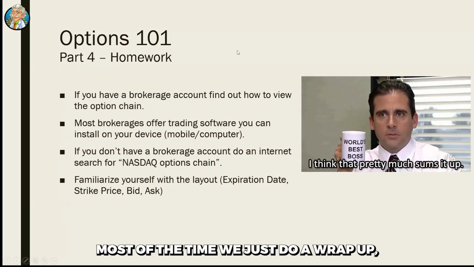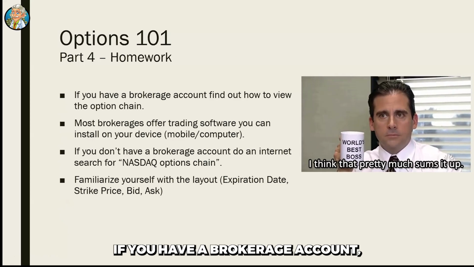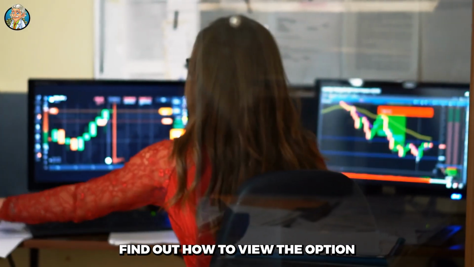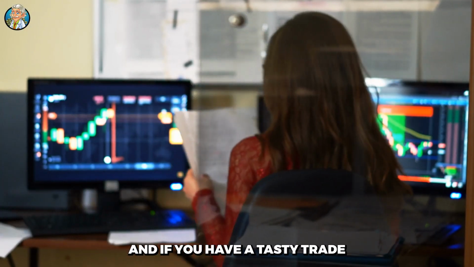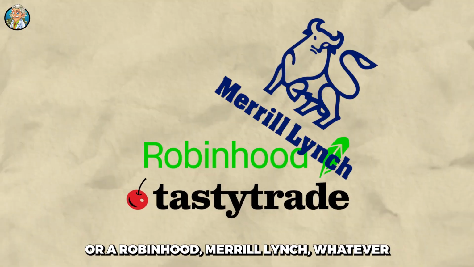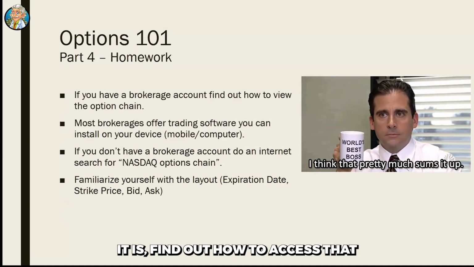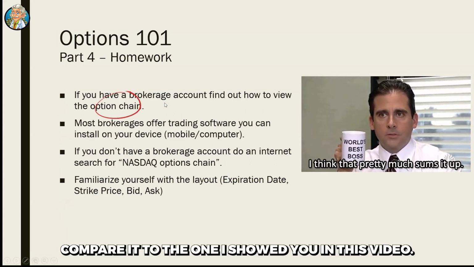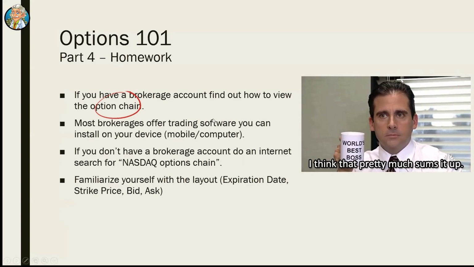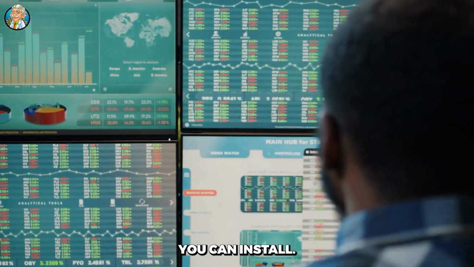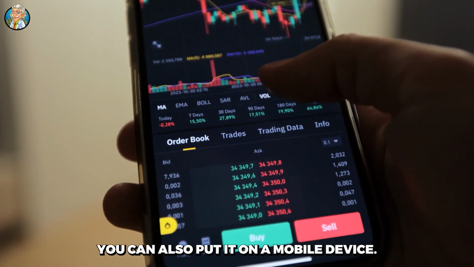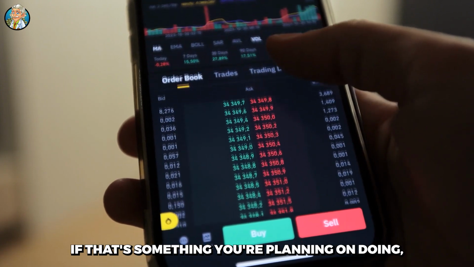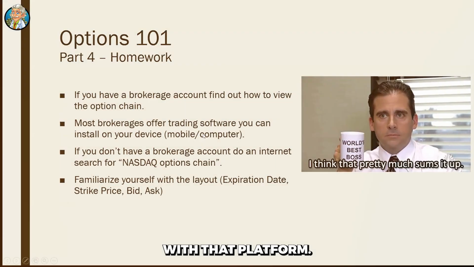So homework, right? Most of the time we just do a wrap up, but let's do some homework. If you have a brokerage account, find out how to view the option chain in your brokerage account. If you have a Tasty Trade or a Robinhood, Merrill Lynch, whatever it is, find out how to access that trading platform and look at the option chains. Compare it to the one I showed you in this video. Most brokerages offer trading software you can install. You can also put it on a mobile device. If that's something you're planning on doing, definitely familiarize yourself with that platform.